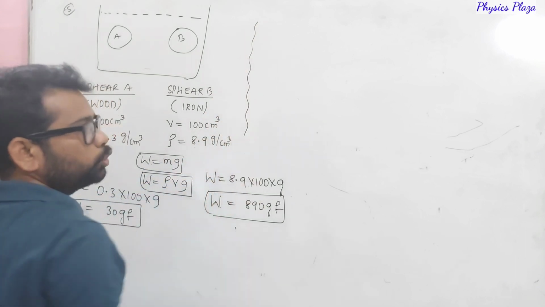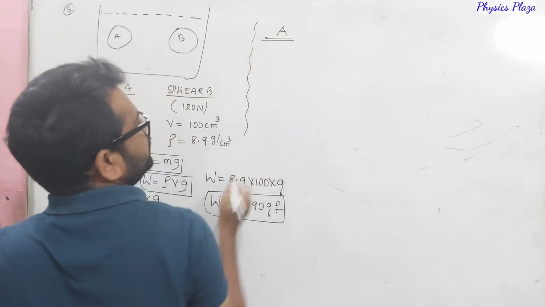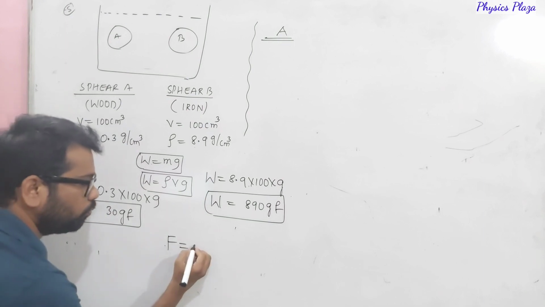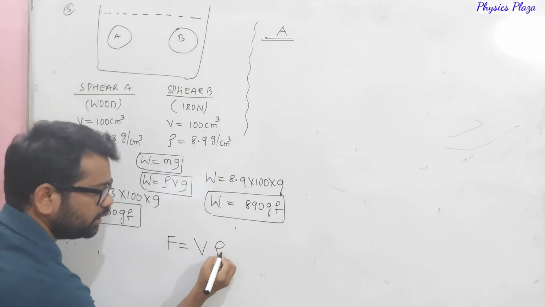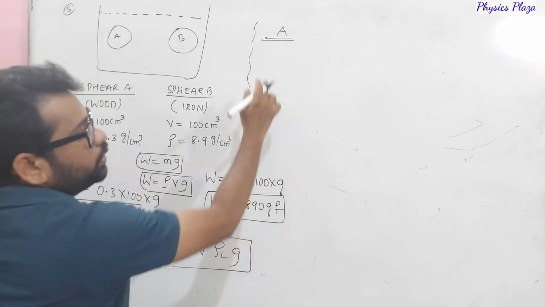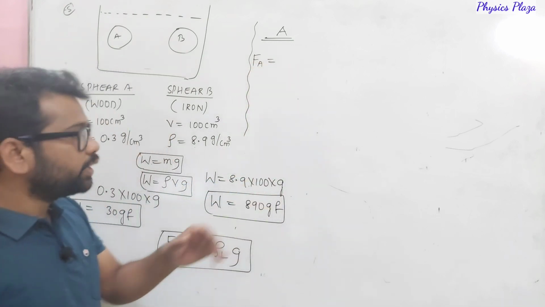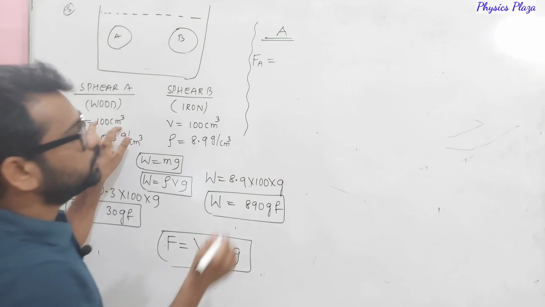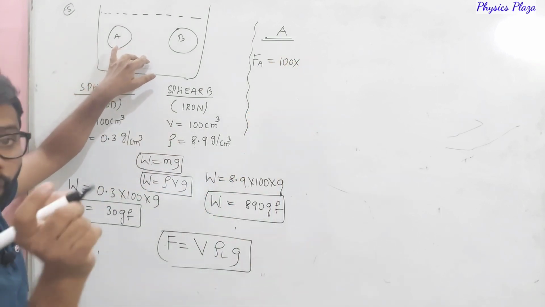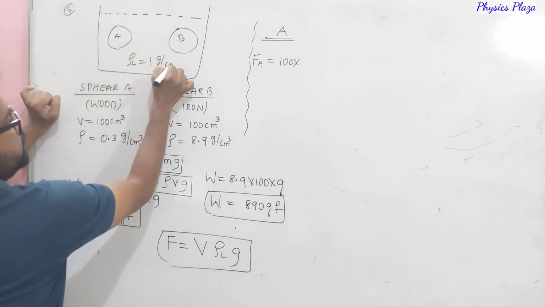Now let us calculate the buoyant force acting on both spheres. First let us calculate the buoyant force acting on sphere A. Children, we know what the buoyant force formula is. Again I am telling you, buoyant force is equal to volume of the body, density of the liquid and g. Now look at here. For the buoyant force acting on sphere A, volume of the body, how much is given? 100 centimeter cube, that is 100. Density of the liquid, here the liquid is what? Water. So the density of the liquid is 1 gram per centimeter cube.